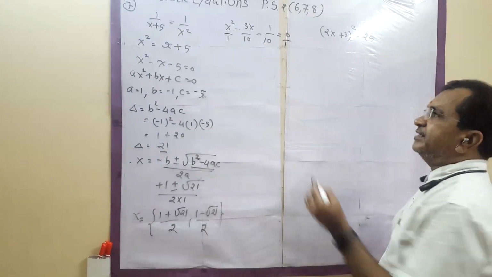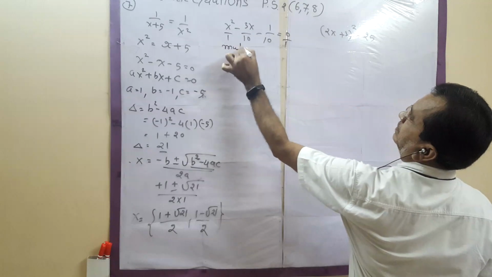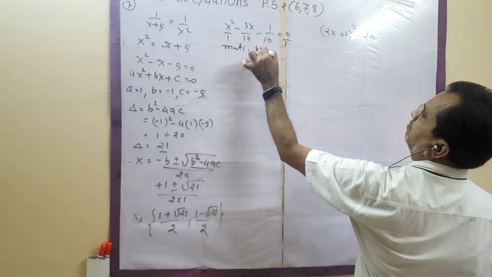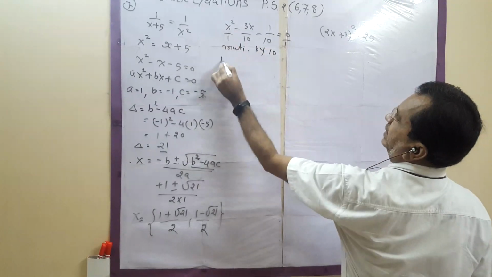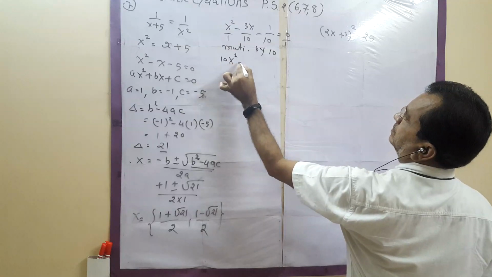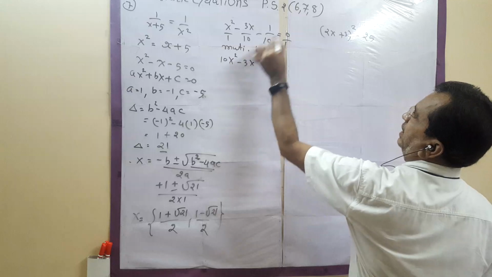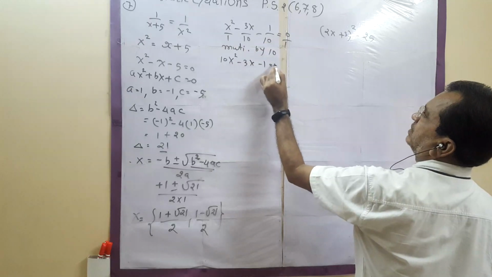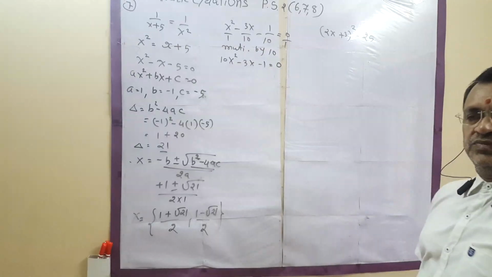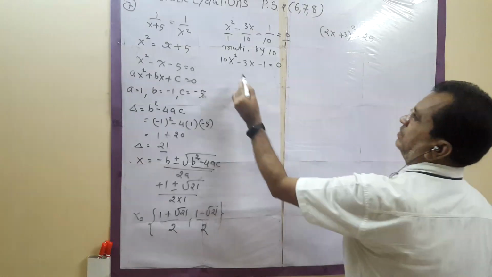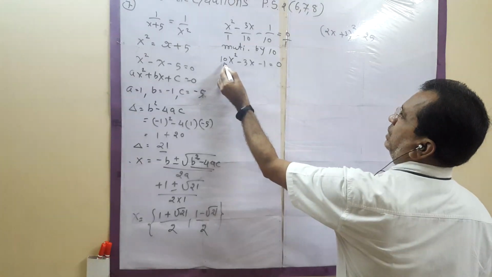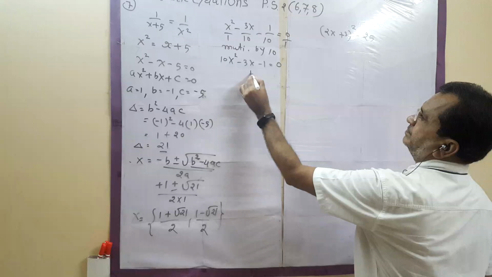Now multiply by 10, so this is 10x square. 10 will cancel, so only 3x. 10 will cancel, so only minus 1, it is 0. Now, 10 ones are 10.